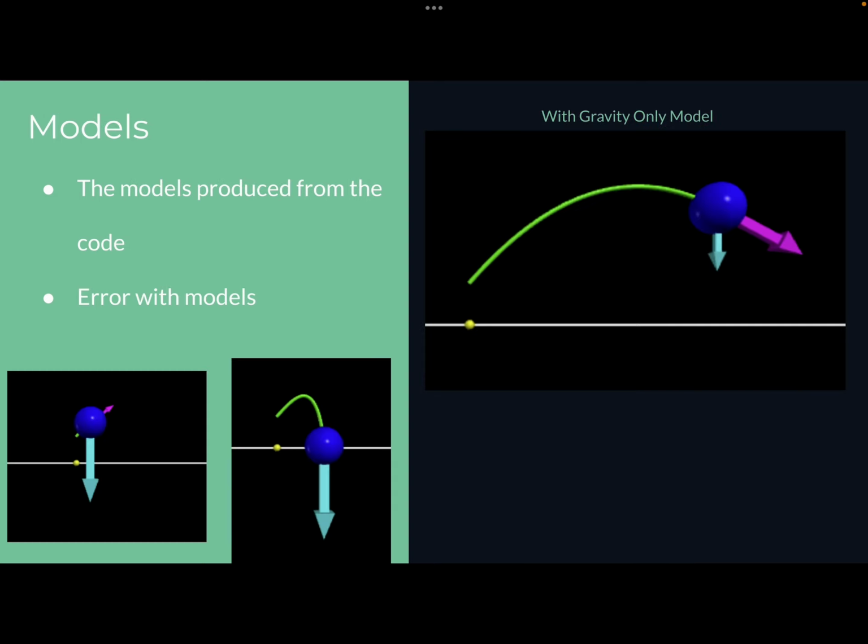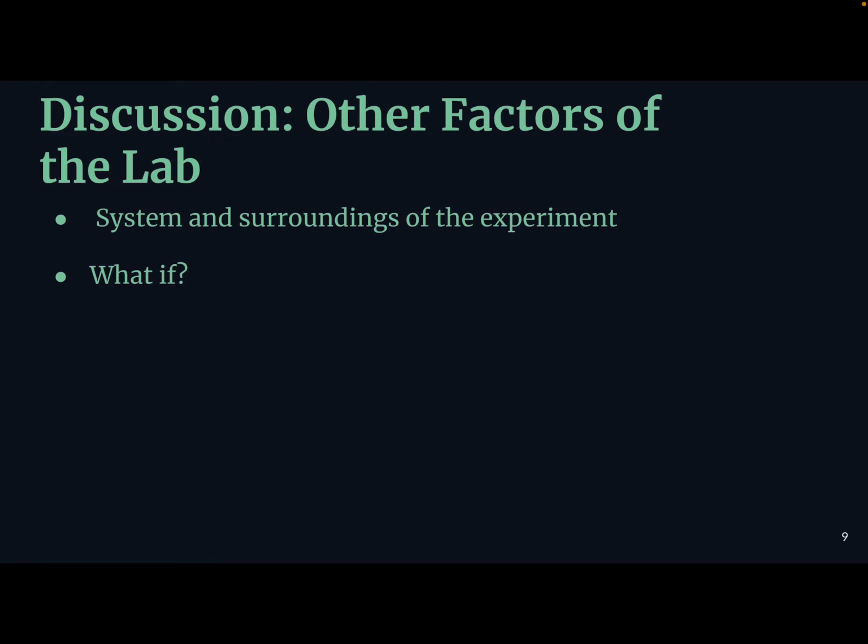Here are the models it produced. As you can see, the one with gravity has a much further trajectory than the one with drag force, which is in the bottom left-hand corner. And the arrows that you see are the velocity, which is pink, and the gravity, which is blue. We did have some slight errors with the arrow for drag force. The system is the paper ball itself, while the surroundings are Earth and the atmosphere.